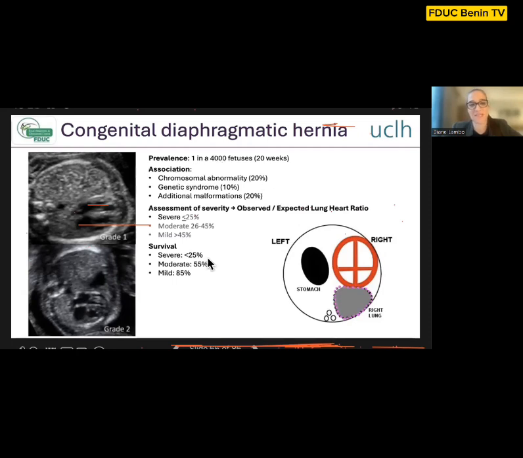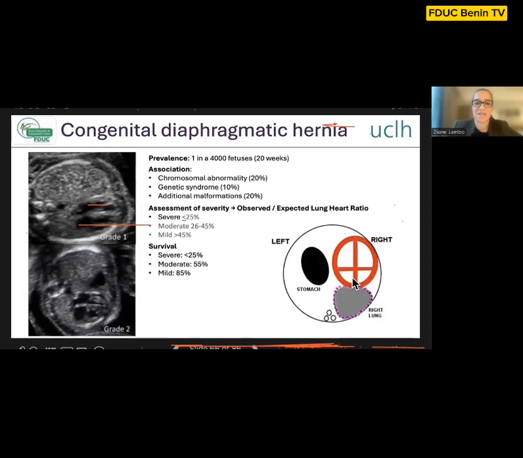When you do recognize it, you have to counsel the woman that there is a possibility of it being associated with a chromosomal abnormality or genetic syndrome. Additional malformations elsewhere in the baby occur in around a fifth. And then you have to assess severity, because the severity of the hernia will determine prognosis. And the way that we determine severity is by measuring what we call the observed to expected lung-heart ratio. Now, the way that you do that is that you obviously measure the head circumference as per normal, and then you measure the contralateral lung area in your axial section of the thorax.